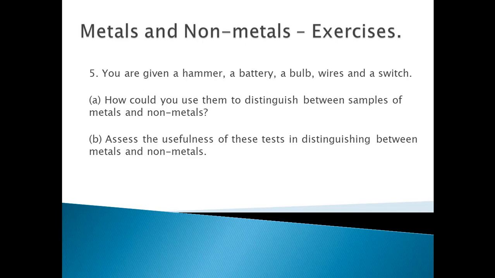Battery, bulb, wires and switch. We can make a circuit and include the sample in that circuit. We know that if it is a metal, the bulb will glow. That means the circuit will become complete. If it is a non-metal, the circuit will break when you connect a non-metal in between, and the bulb will not glow. Alright. So, assess the usefulness of this test.